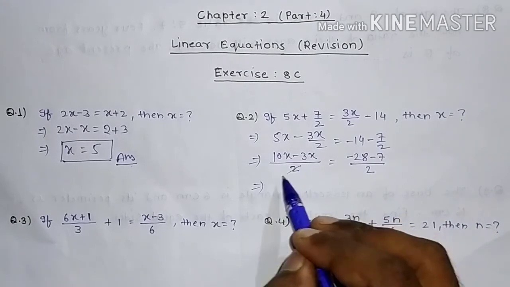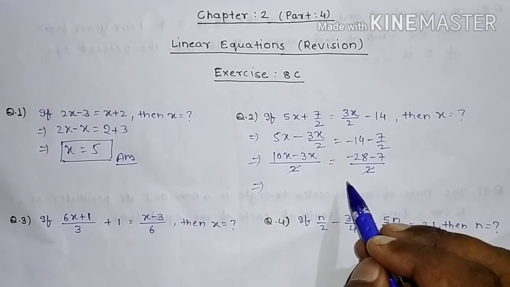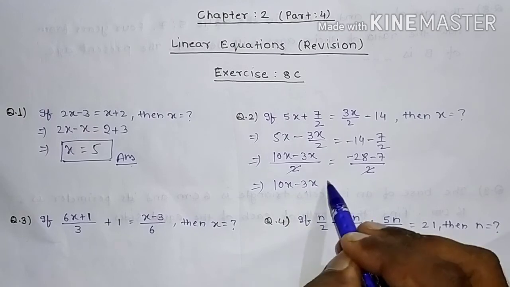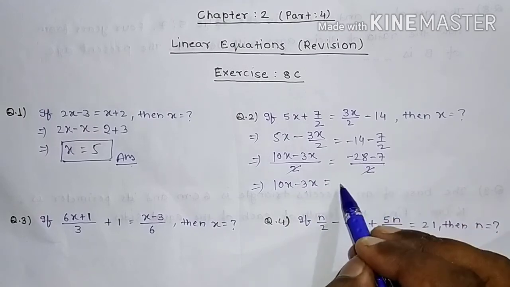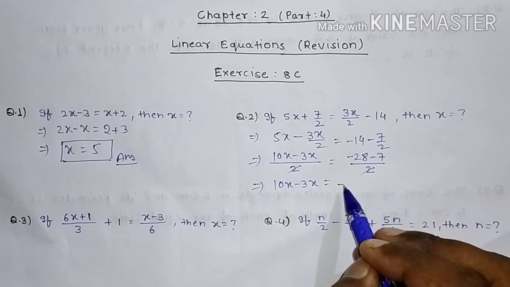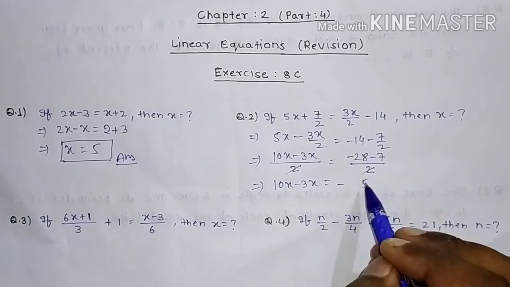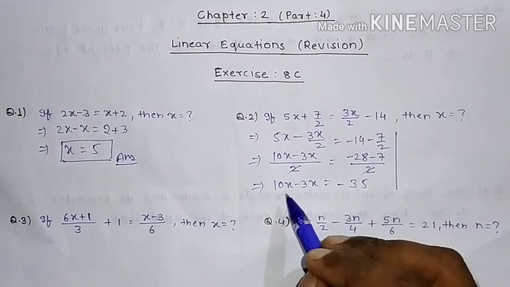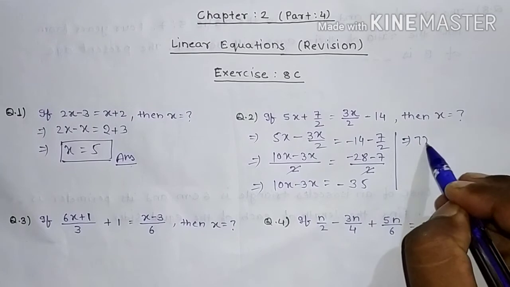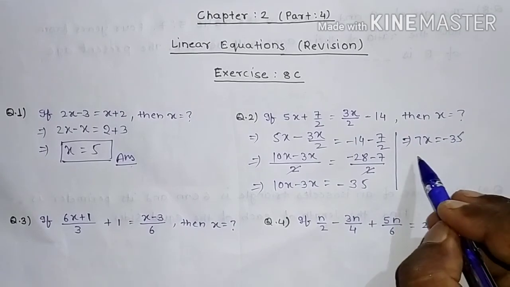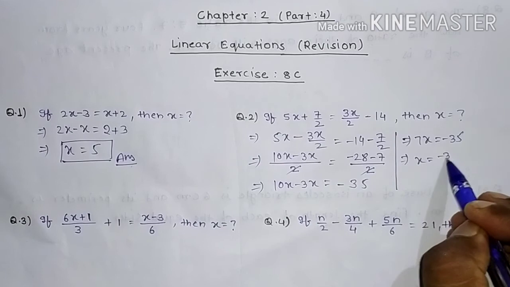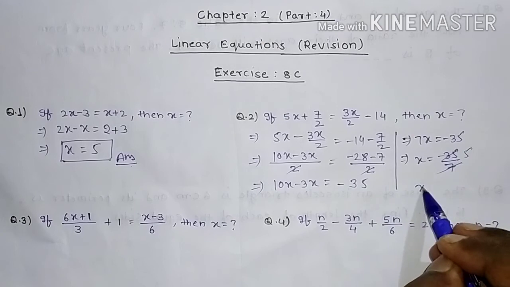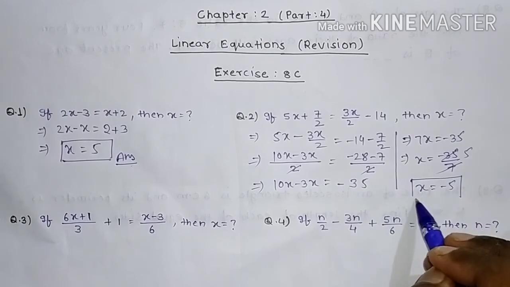Now 2 and 2 will be cancelled out. So this is 10x minus 3x equals minus 28 minus 7, that is minus 35. Now 10x minus 3x, that is 7x, equals minus 35. So x equals minus 35 divided by 7, and it will be cancelled out. 7 5s are 35. So x equals minus 5. This is the answer.